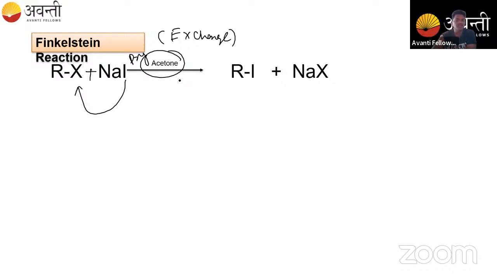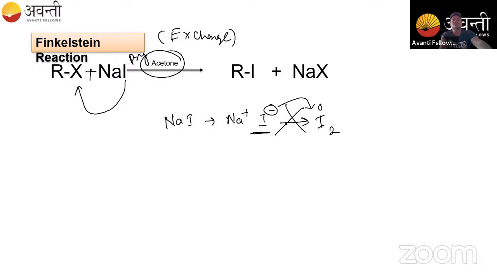Why are we using acetone? If I am not using acetone, NaI is there, so that means Na+ and I−. Then this I− will further become I2, so it is going to be involved in oxidation. That is the only reason we use acetone: it helps the iodine not to become I2. Or else we can say acetone helps the iodine stop the oxidation.